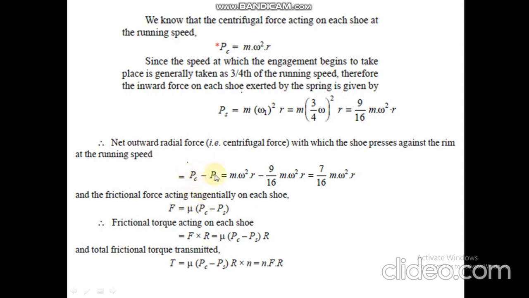And now this is your calculation of force. If we want to convert it into frictional force, just multiply it with mu, which is coefficient of friction. So frictional force or tangential force will be written as mu (PC minus PS), and the torque on each shoe can be written as force into radius. So mu (PC minus PS) into r will be your torque, but the torque will be for one shoe only, and the total torque will be multiplied with number of shoes. For example, if you have 4 shoes, then multiply the torque with 4. So you will get the torque of 4 shoes, that means total torque.